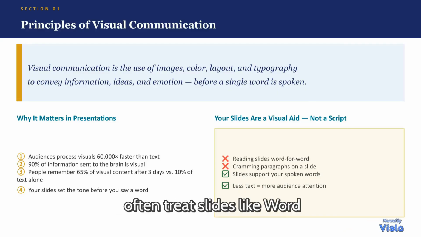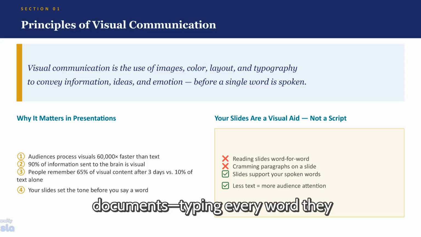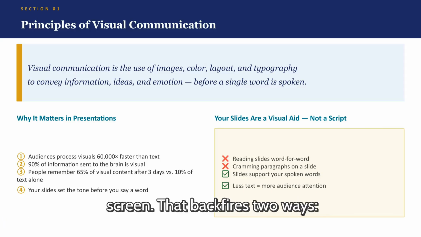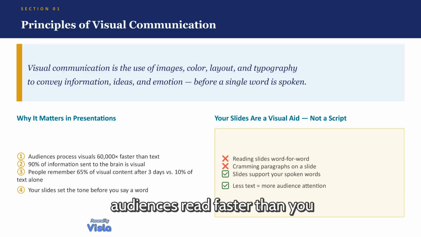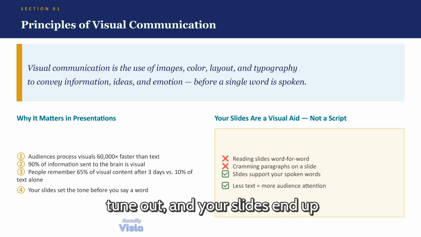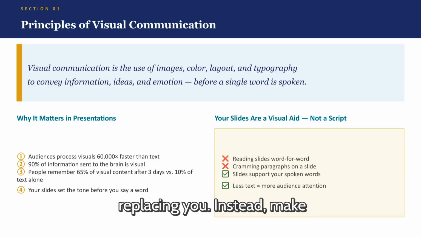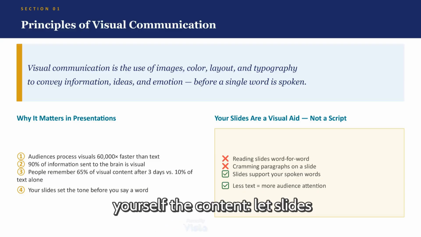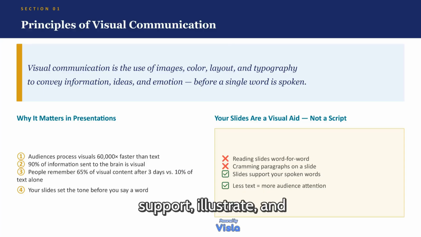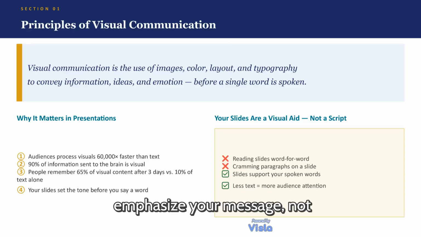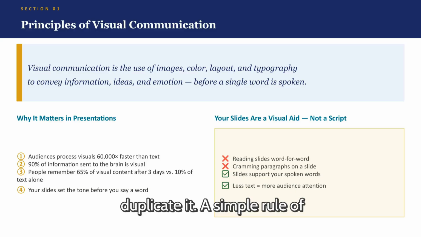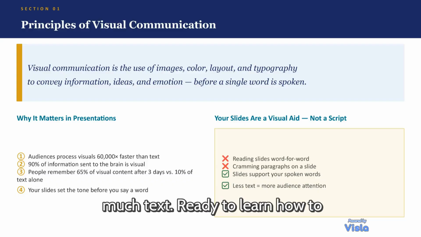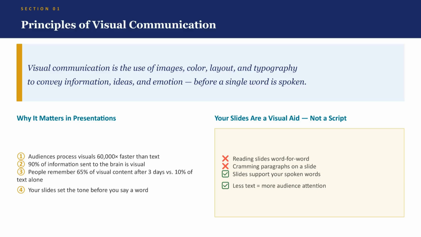Yet beginners often treat slides like Word documents, typing every word they plan to say and reading off the screen. That backfires 2 ways. Audiences read faster than you talk, so they finish early and tune out, and your slides end up replacing you. Instead, make yourself the content. Let slides support, illustrate, and emphasize your message, not duplicate it. A simple rule of thumb: if someone could understand your talk just by reading your slides, there's too much text. Ready to learn how to turn clutter into clarity?